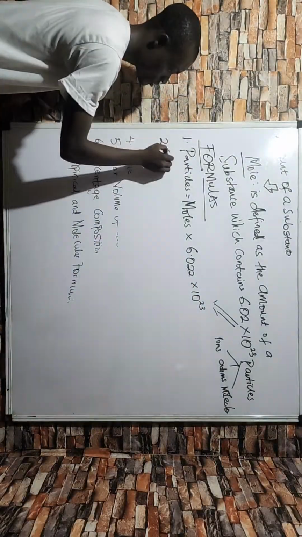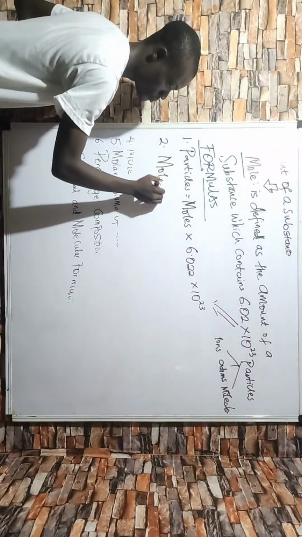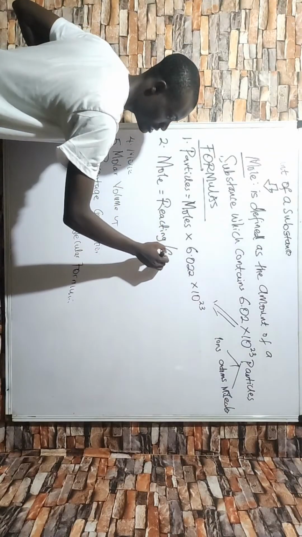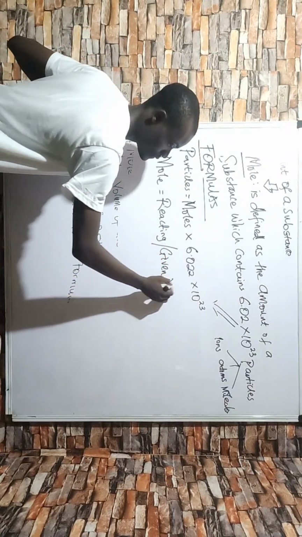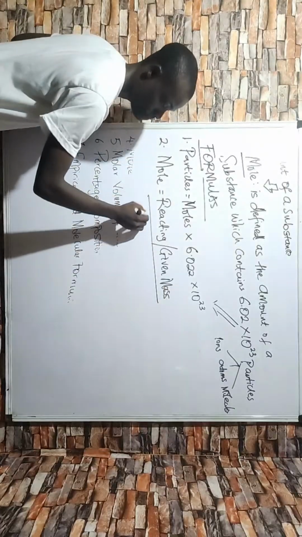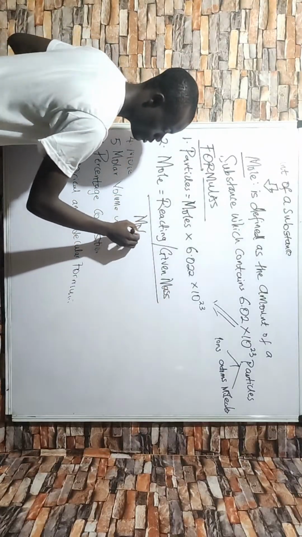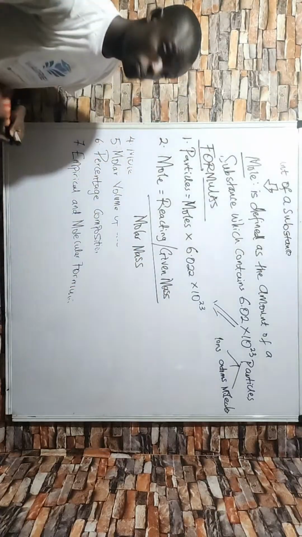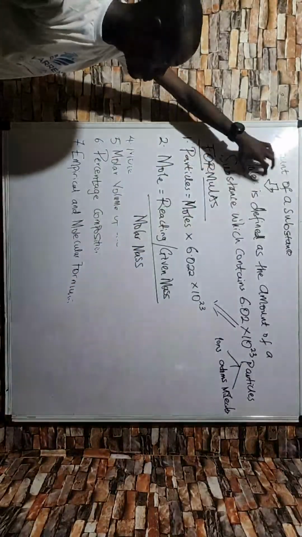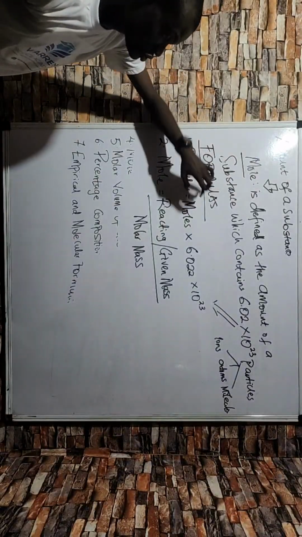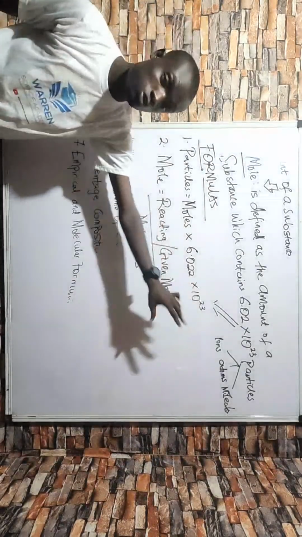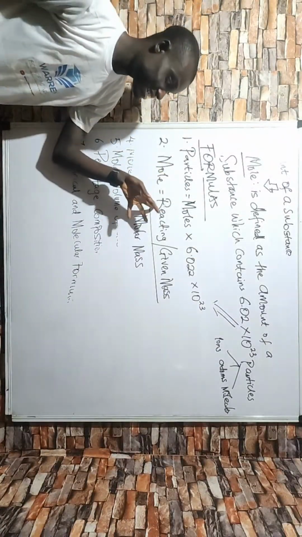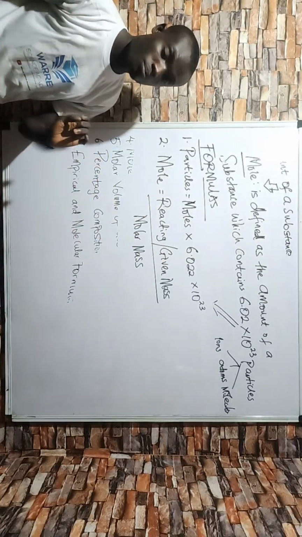Then secondly, mole itself is calculated as the reacting or the given mass over the molar mass. So two important formulas for calculating questions related to mole. Particles is equal to mole times 6.022 times 10 to the power 23. Then this mole itself can be calculated as the reacting or given mass over the molar mass.